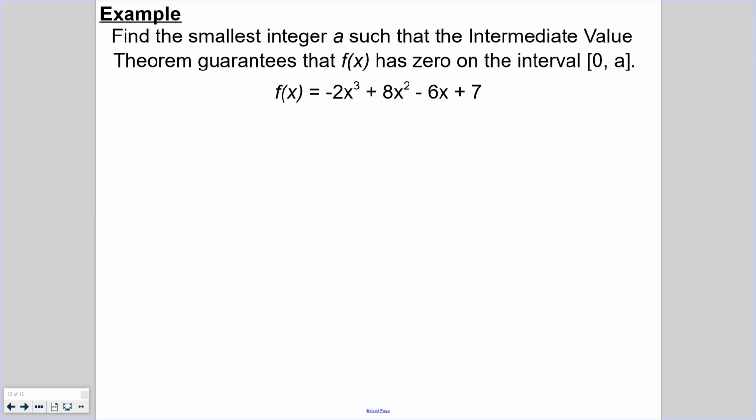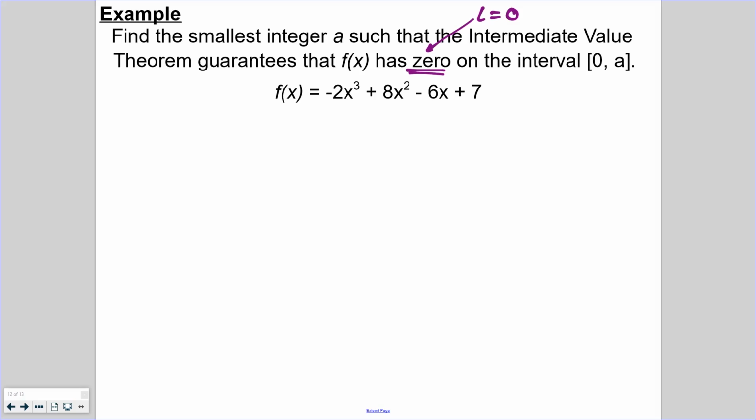All right, next up, we want to find the smallest integer a such that the intermediate value theorem guarantees that f of x has 0 on the interval 0 to a. So here we have another example that uses the word 0. So again, our L value equals 0. So in this case, we are looking for a change of signs in the y value.